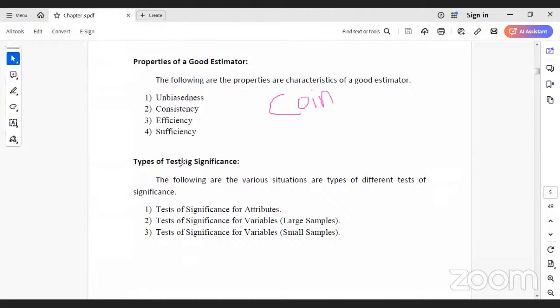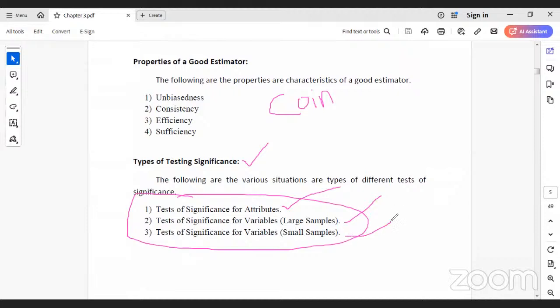The next one is types of testing of significance. See, in different universities like Kakatiya University, for MCom and MBA students, it is put together as one chapter. But for Ambedkar University, this is one chapter, this is one chapter, and this is one chapter. It is divided. Generally, this hypothesis is a good and big chapter. It takes more than 20 days. So for your convenience, Ambedkar University people divided this chapter. So for your convenience, it is good.